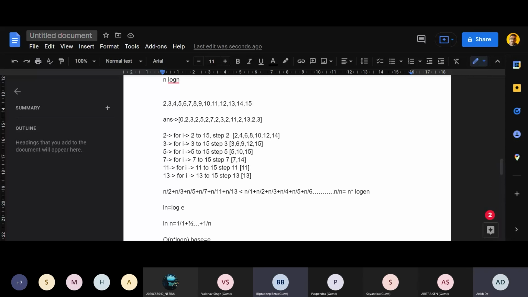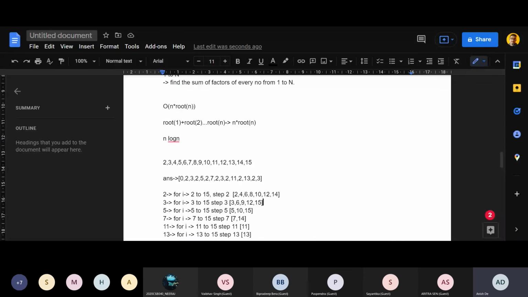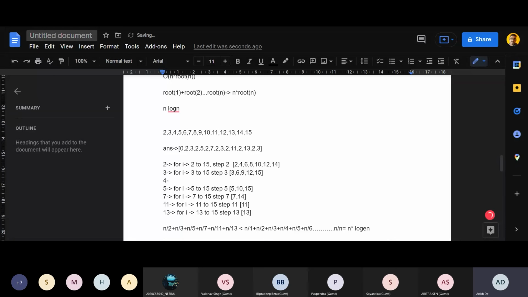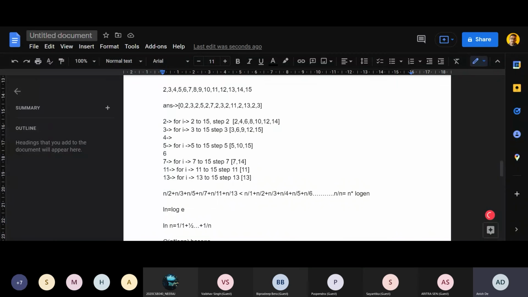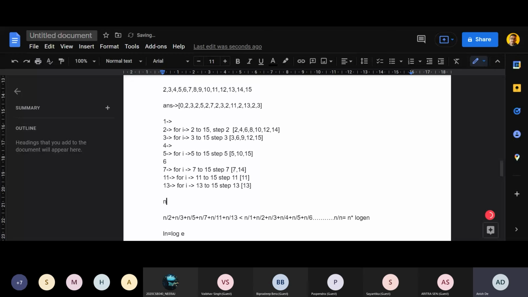Here we have only considered the prime numbers. For the sum of factors, we also have to consider numbers like 4, because they can also be a factor, right? We have to consider 4, we have to consider 6. Basically, we have to consider every number from 2 to n. We also have to consider 1. So the time complexity will be n by 1 plus n by 2 till n by n, which will be n into log n base e.